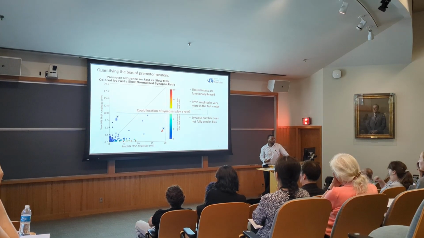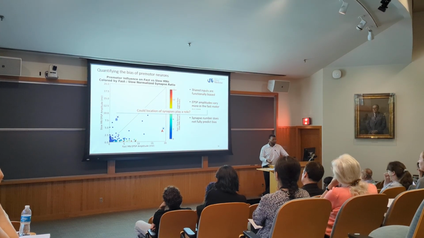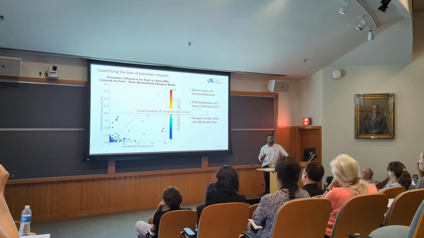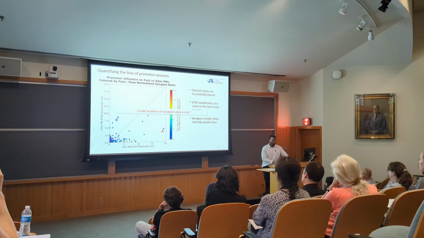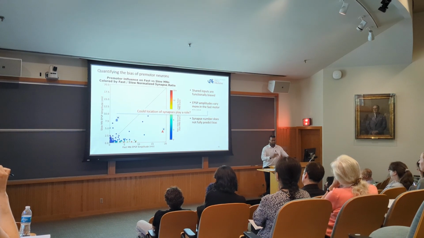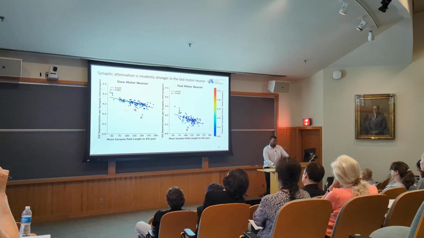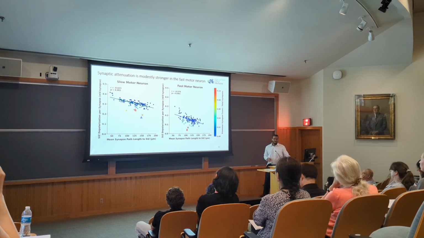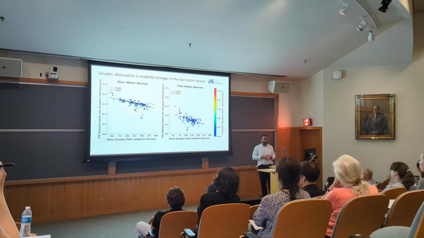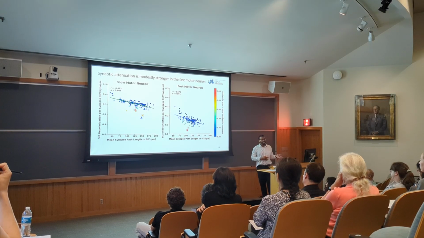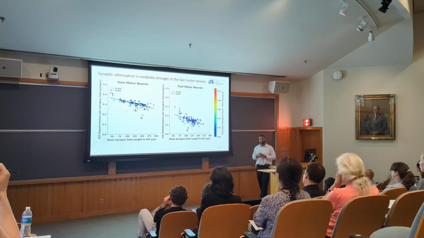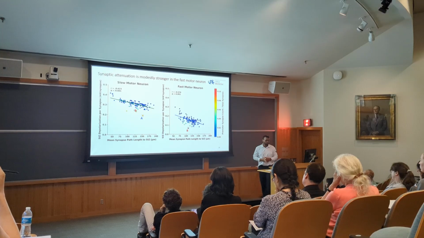So we had another question. If it's not synapse numbers, could the location of where we're putting these synapses on dendrites be controlling how this differential depolarization is occurring? Here, we plotted the average distance of each premotor neuron synapse from the spike initiation zone against that depolarization we measured at the spike initiation zone.